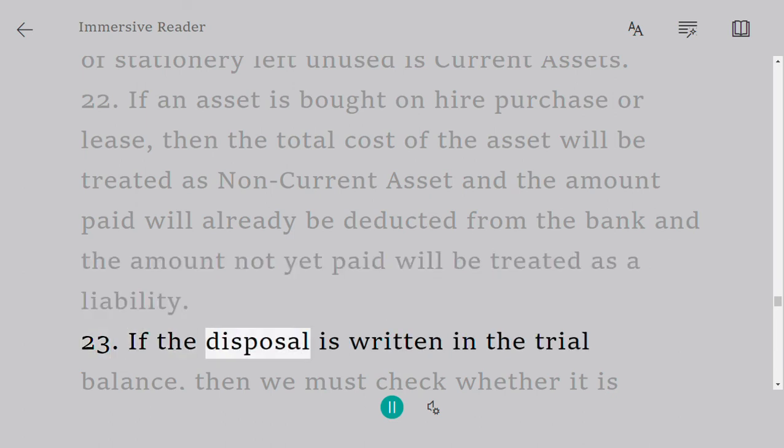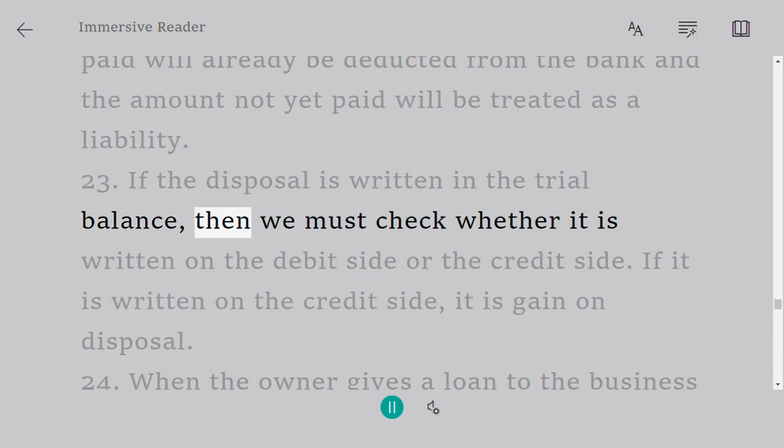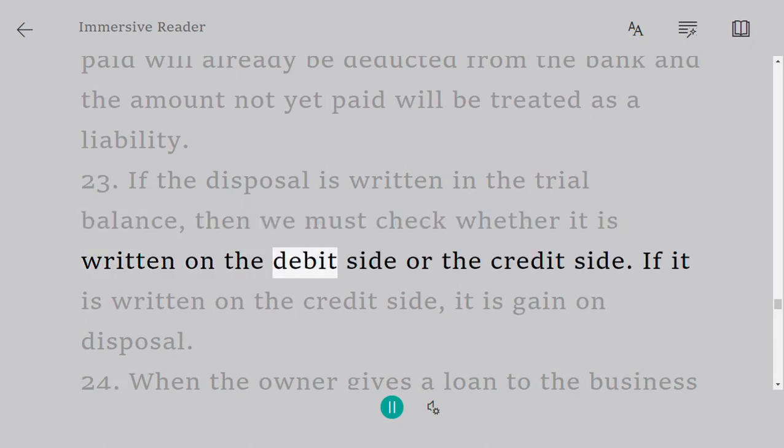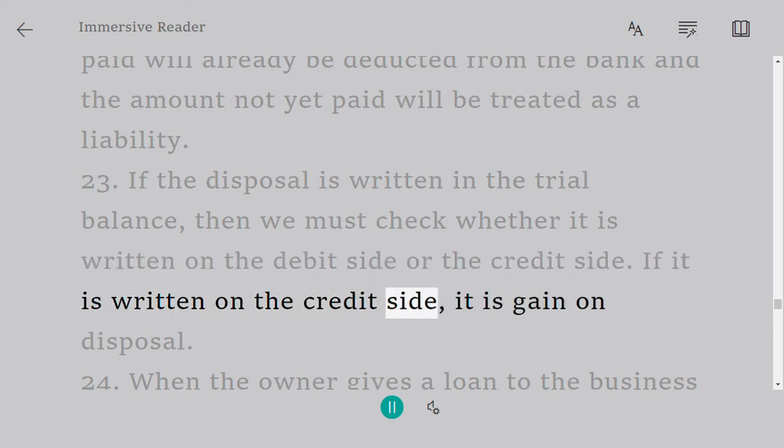23. If the disposal is written in the trial balance, then we must check whether it is written on the debit side or the credit side. If it is written on the credit side, it is a gain on disposal.